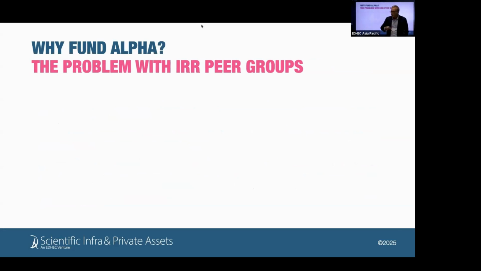Okay, so apart from the qualitative aspect, which is the brand of the manager and the relationship you might have with them, etc., or also the process that they might have, all the things that a manager would present as part of their added value, there is the traditional, I guess, approach, which is to look at IRR peer groups.